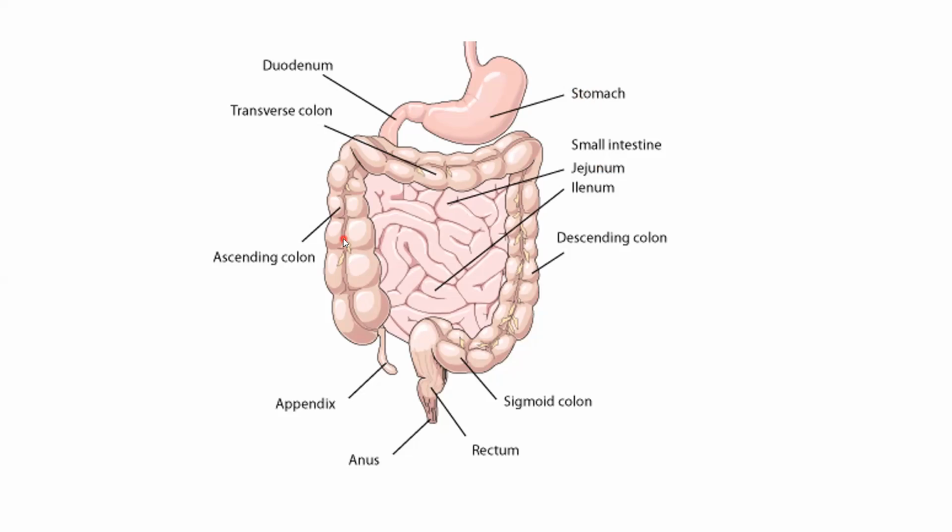And your large intestine is divided into your ascending colon, your descending colon. The last part is known as sigmoid colon, and then we have the rectum and the anus. You can see the small part which is attached to the ascending colon. This is known as the appendix, and this is a vestigial organ. It used to be there in our ancestors, but actually it does not perform any function.